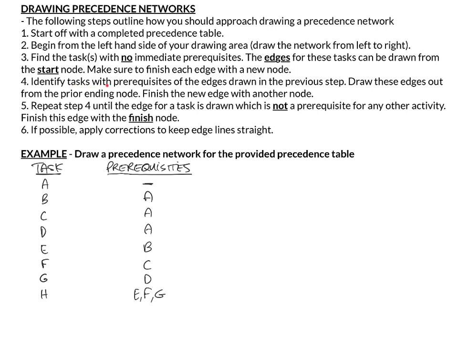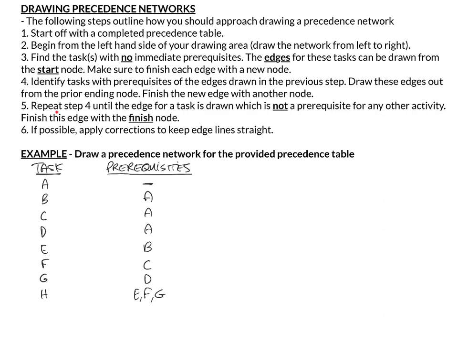Step 4. Now you identify any task with prerequisites of the edges drawn in the last step that you did. So it could have been from the edge coming out of the start, or it could have been from an edge that you've done quite a ways down the precedence table. All you're doing is looking for tasks that have prerequisites of what you just drew. Draw the edges out of the prior ending node, so out of the node that finished off the prerequisite task, and finish the new edge that you just drew in step 4 with another node.